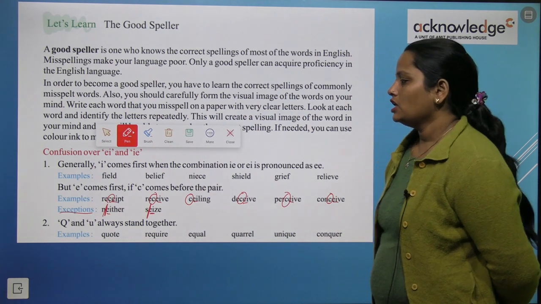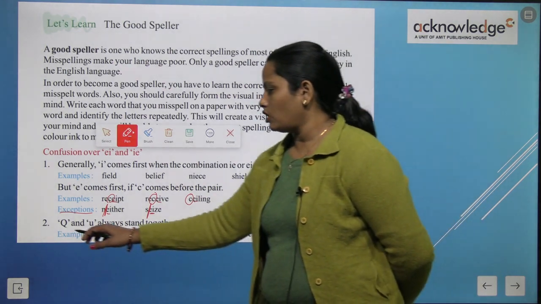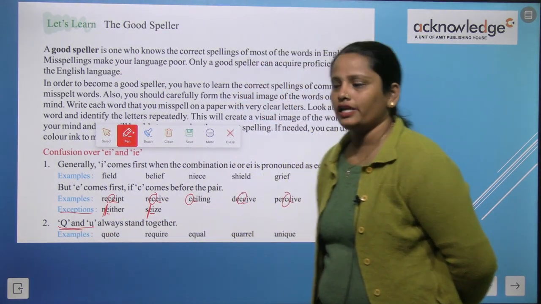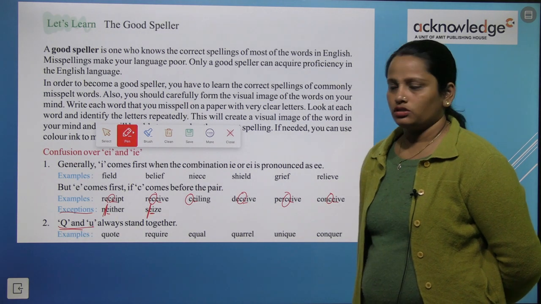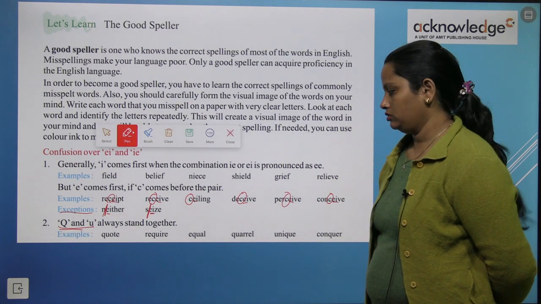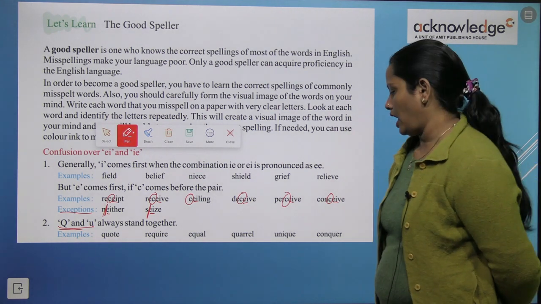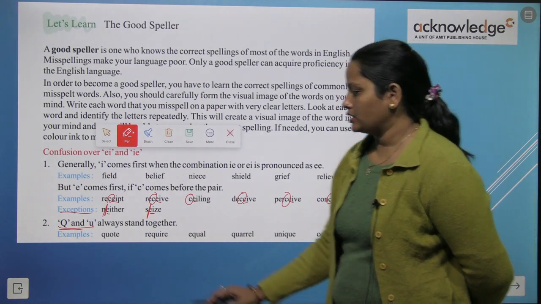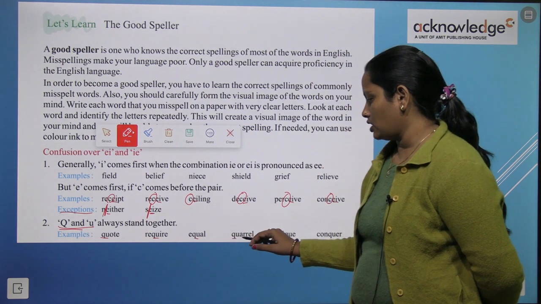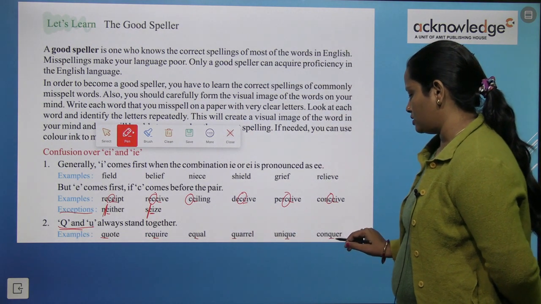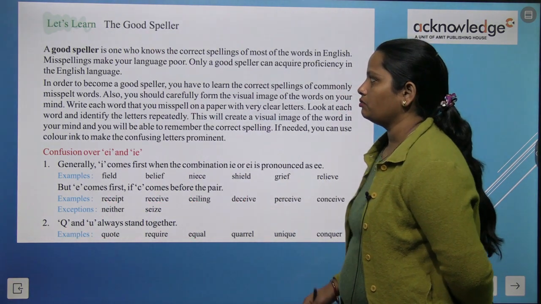Now the second one is Q and U always stands together. So Q और U जो है हमेशा एक साथ ही लिखे जाते हैं. For example, quote, require, equal, quarrel, unique and conquer. अब आप देख सकते हो कि Q and U is written with each other in all these examples. So इस टाइप के वर्ड्स को we have to keep in our mind.